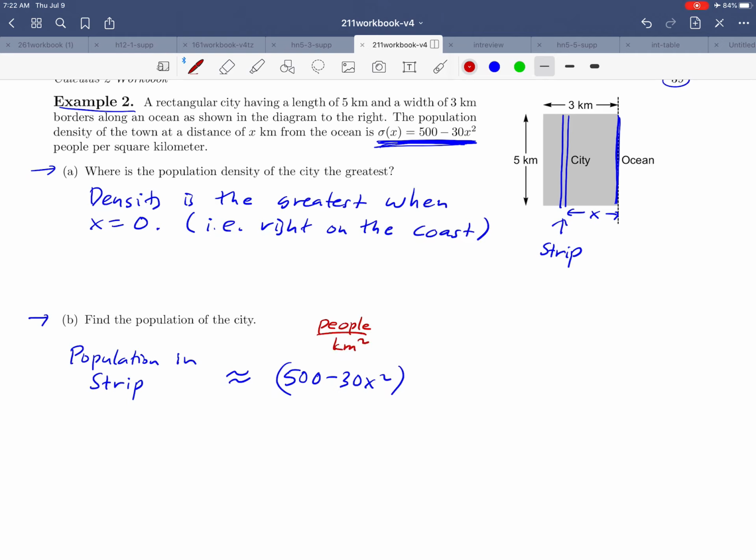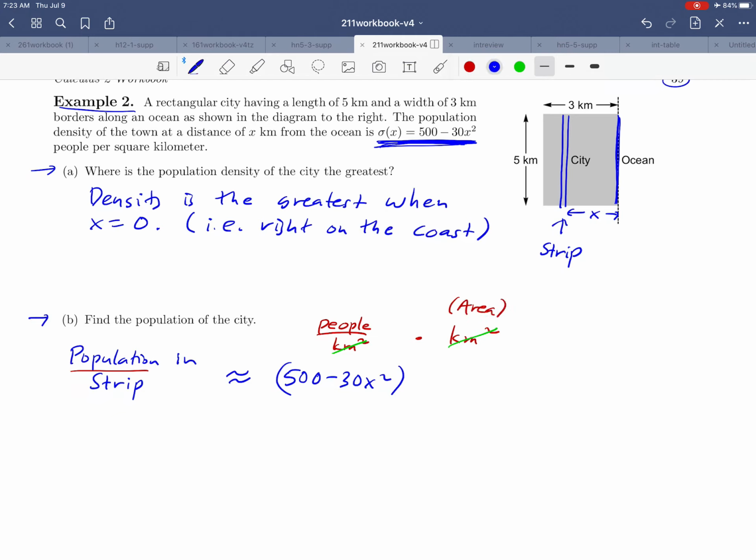And my question to you is, what units would we need to multiply those people per square kilometer by in order to get a population? Okay, because we want to get people. If you think about it, we need to multiply by square kilometers so that those units cancel and we just get population in people. Okay, so what kind of a quantity is measured in square kilometers? That's really area. Okay, we're talking about area here.